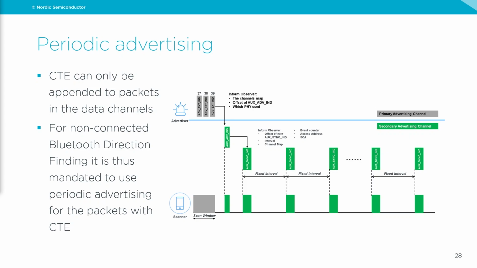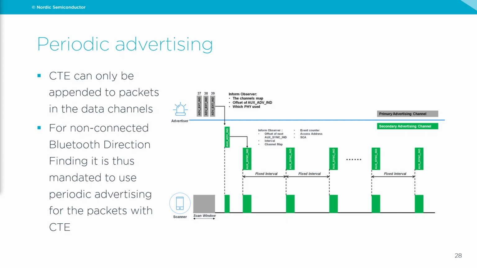And when you get to this train of packets, these have a fixed interval. So they don't have any of this variability as you see with standard advertising. They are more like you would see in a connected mode. They are also using frequency hopping in the same way as you do in connected mode.